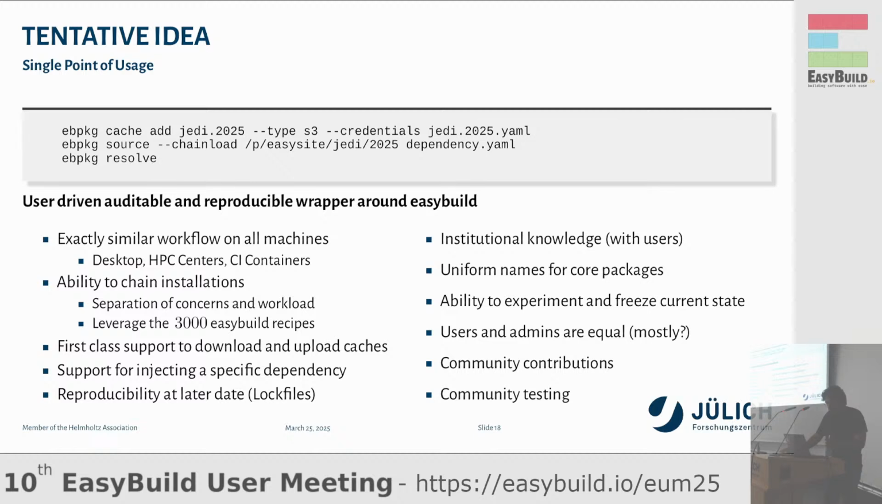We need first class support to download and upload caches, because a lot of times what people will do is they will build stuff, then they would test it and they will think, yeah, this works, and now they want to upload it. So it's a very interactive process for them.